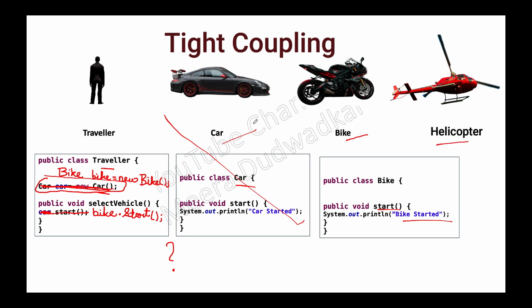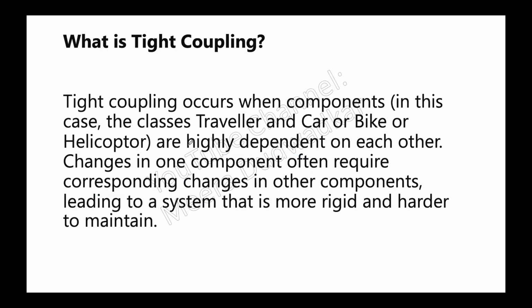When we create object of a class in other class, it creates tight coupling. Or when one class is dependent on other class for anything, it's called tight coupling. What is tight coupling? Tight coupling occurs when components, in our case the classes traveler and car or bike or helicopter, are highly dependent on each other. Changes in one component often require corresponding changes in other components, leading to a system that is more rigid and harder to maintain. That's why tight coupling is considered a bad programming practice unless it is necessary.